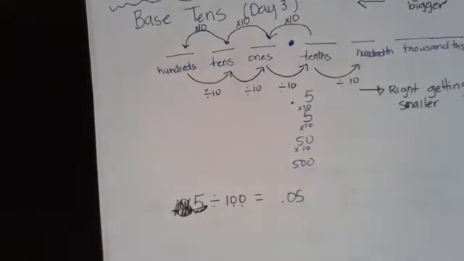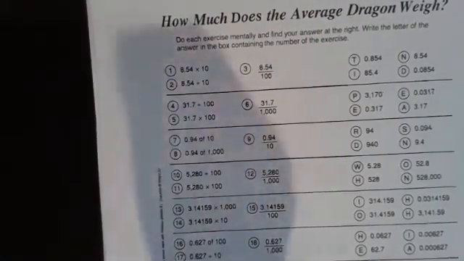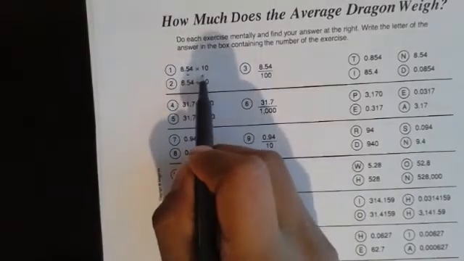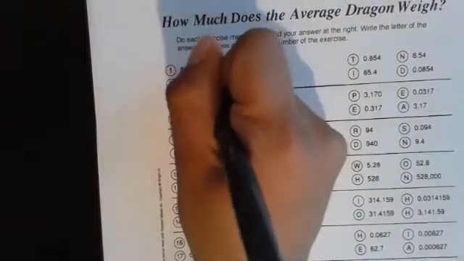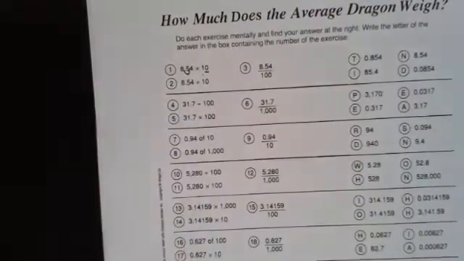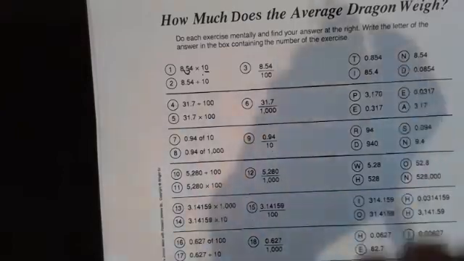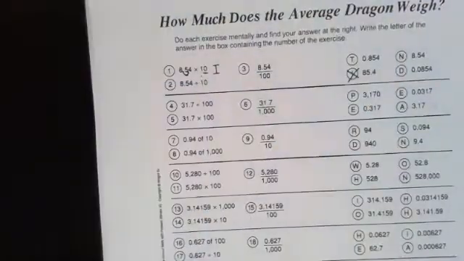Sorry, let me put it back. Okay, that's the original. Now let's look at the actual worksheet in front of us. Okay, so 854 times 10. So how many times am I moving that decimal? I'm moving it once because there's 1 zero. So I'm going to move it once, and it should be 85.4. So 85.4 or 85 and 4/10. I would put I.